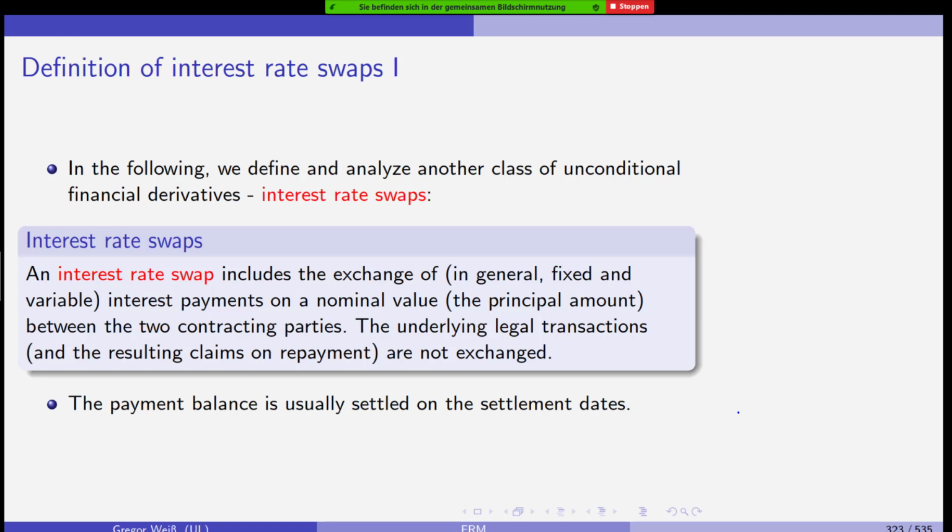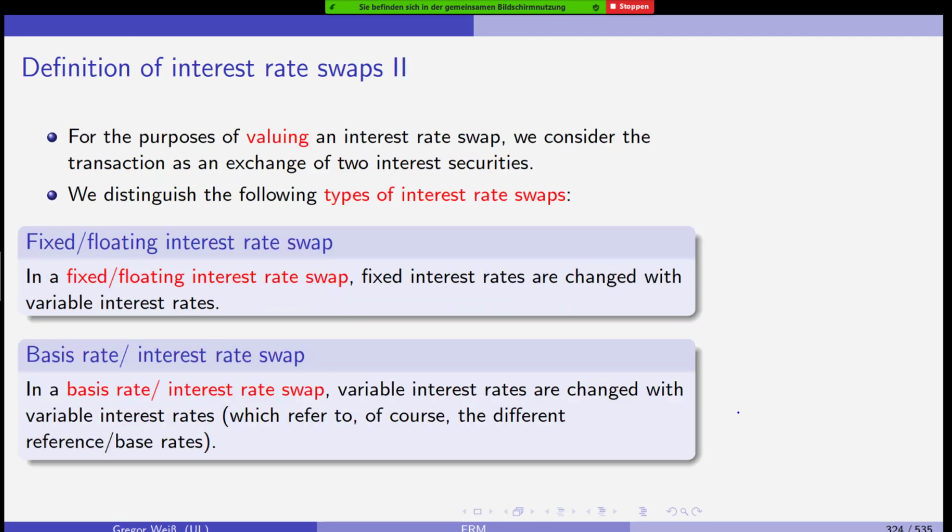An interest rate swap thus includes the exchange of, in general, fixed and variable interest payments on a nominal value, the principal amount, for example, 100 million, between two contracting parties. The underlying legal transactions, for example, two loans or bond investments from which those payments are taken, are not exchanged. So we're not exchanging loans, we are simply exchanging payments regardless of the question from which contracts these payments originated. And the payment balance is usually settled on the settlement dates.